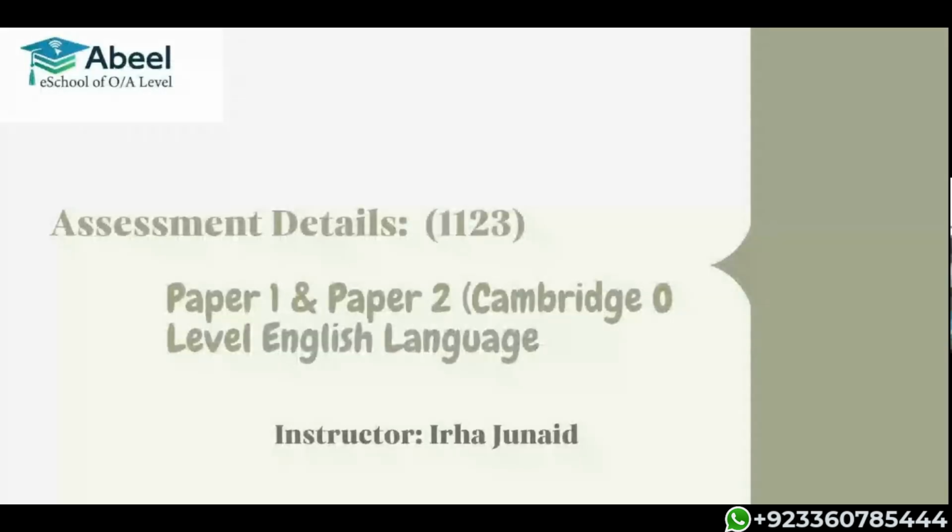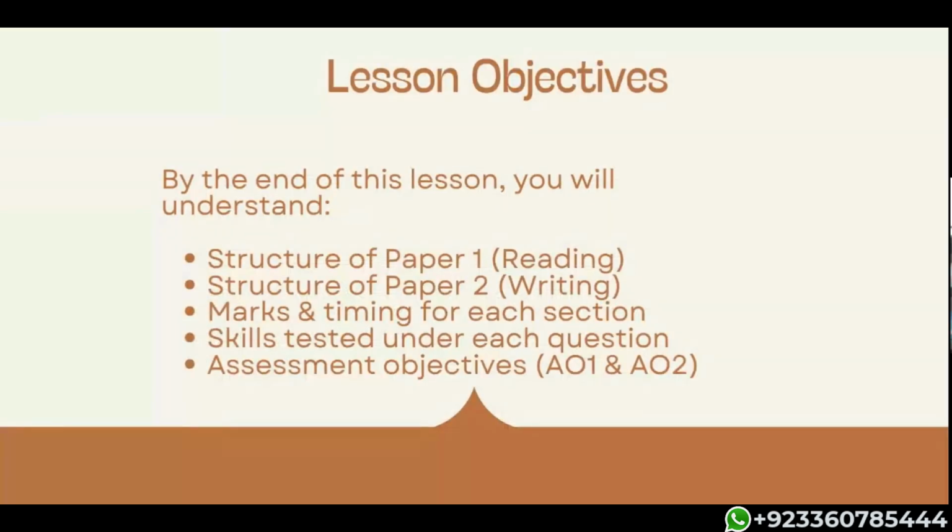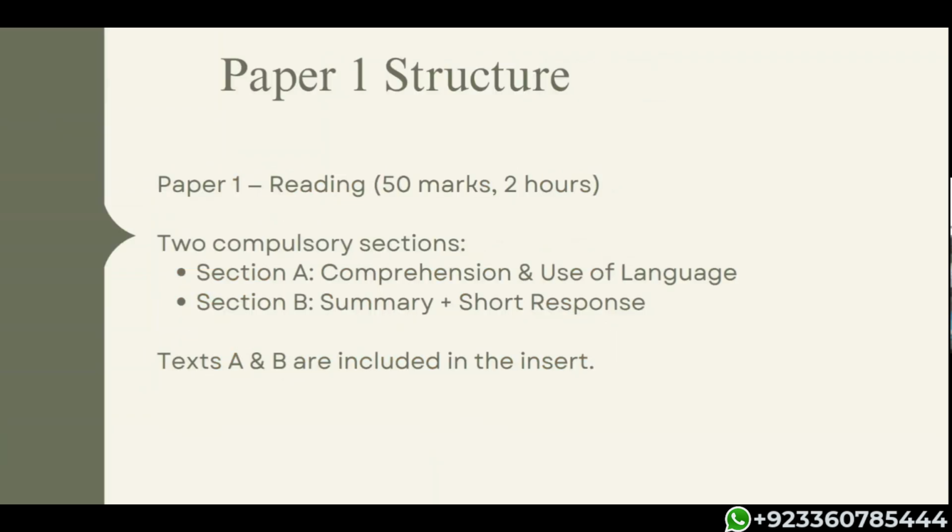Double one two three. Today we are going to talk in detail about the assessments, regarding paper one and paper two. The objectives of this lesson are the structure. You will understand the structure of paper one, known as the reading paper, the structure of paper two, known as the writing paper, marks and timing for each section, and skills tested under each question. Also, the assessment objectives AO1 and AO2, which you will find in the Cambridge document as well.